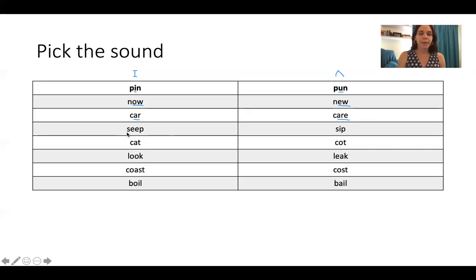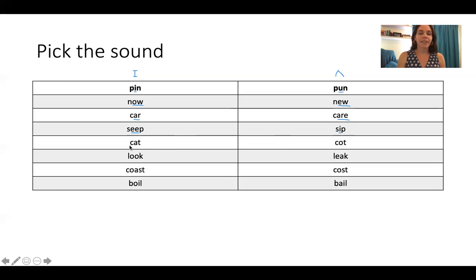Seep. S-E-P. Sip. S-I-P. S-E-P. Seep. You say it. Good. And sip. S-I-P. Good.